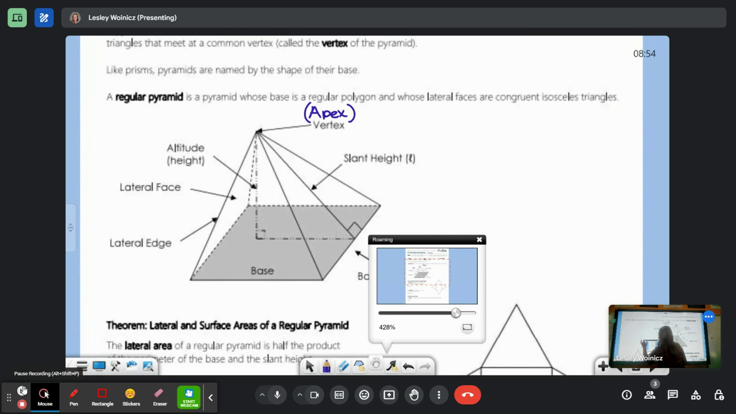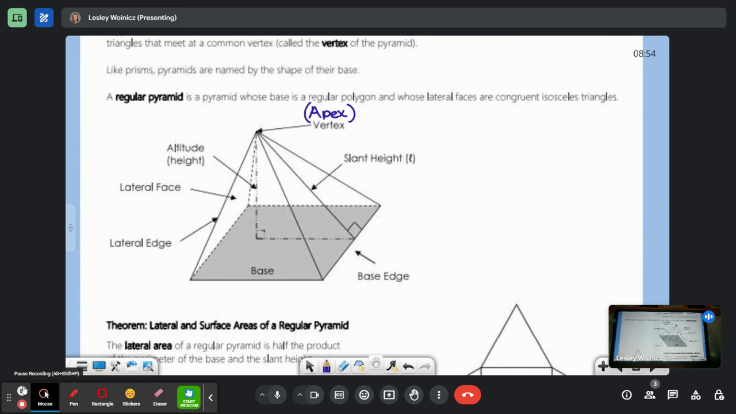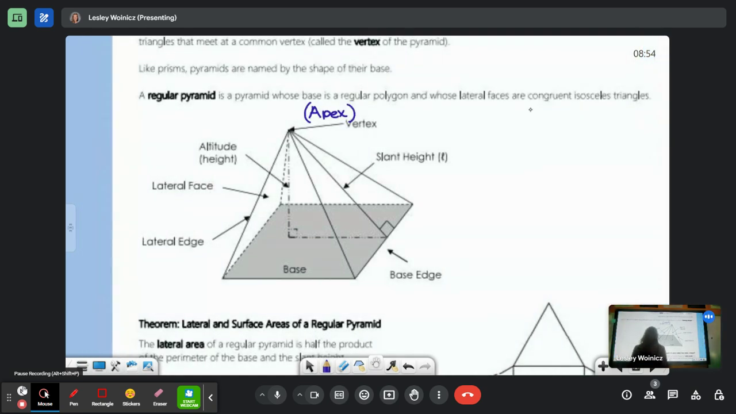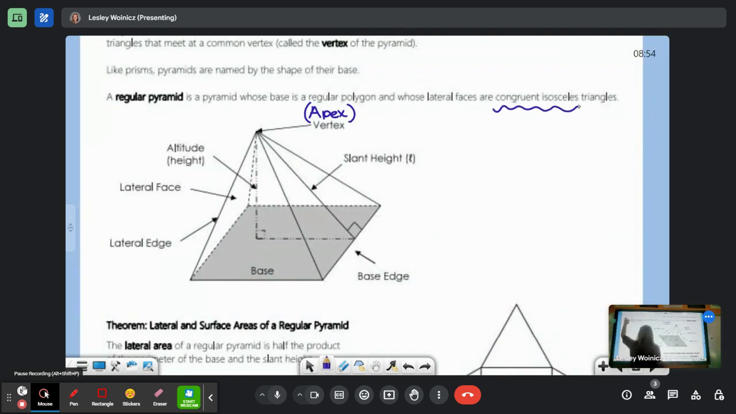A regular pyramid is a pyramid whose base is a regular polygon and whose lateral faces are congruent isosceles triangles. Look at this example here. Is this one a regular pyramid? No. So we're going to say not a regular pyramid.